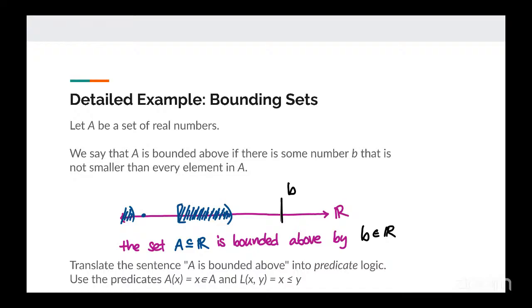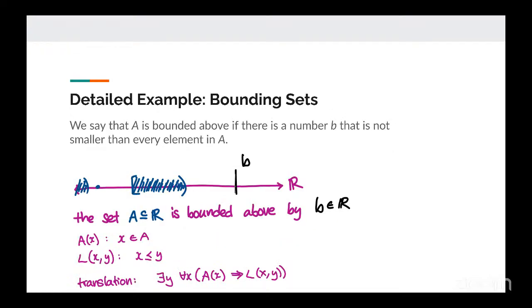I think you also want to add that existential quantifier as well. So we say that A is bounded above if there is a number B, so if there exists some y such that for all x, if x is an element of A, so A(x), implies that x is less than or equal to y. So that's pretty much what you said, but instead of using the constant B, we're just going to use the existential quantifier. Is everyone happy with that?